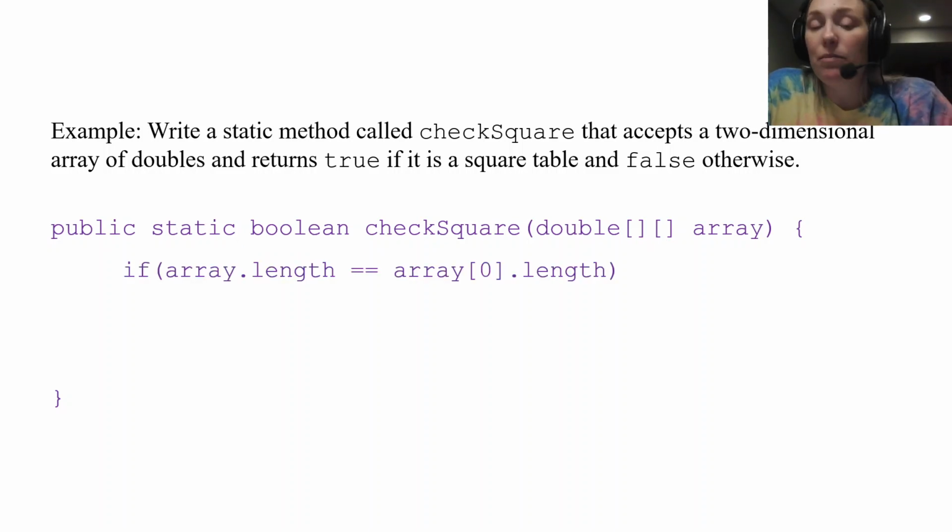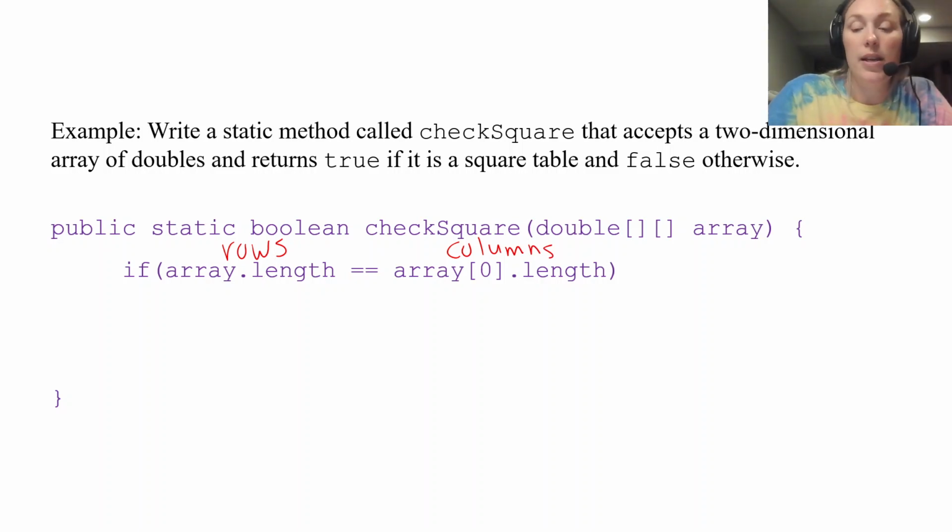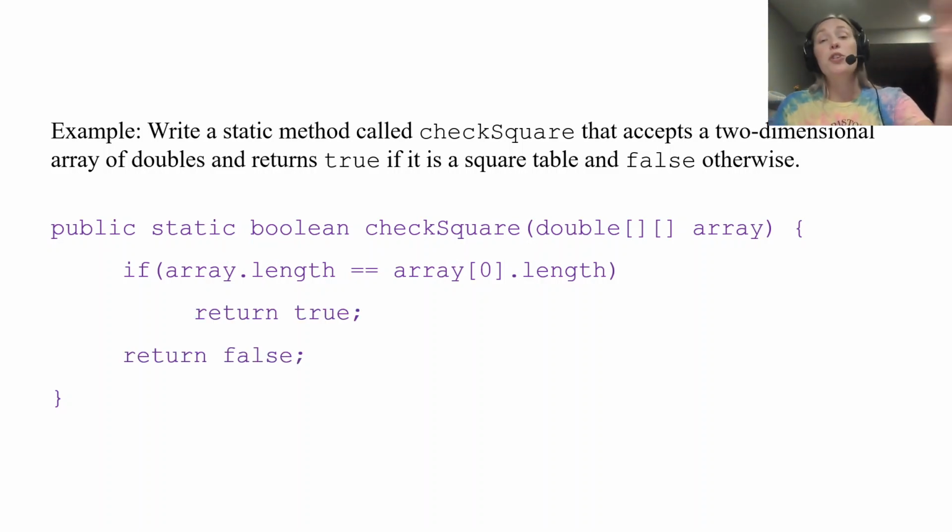So how do we check it? We check if the number of rows is equal to the number of columns. So array.length equal to array[0].length. So again, rows, if the number of rows equals the number of columns, if it does, we return true because then it's a square table if they're equal. Otherwise, we return false. So that's our little baby method.